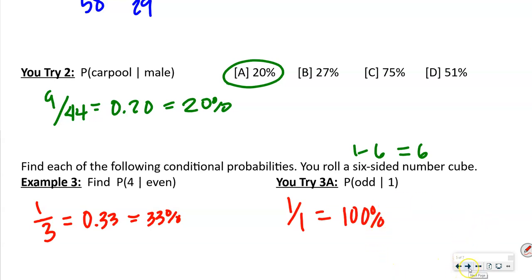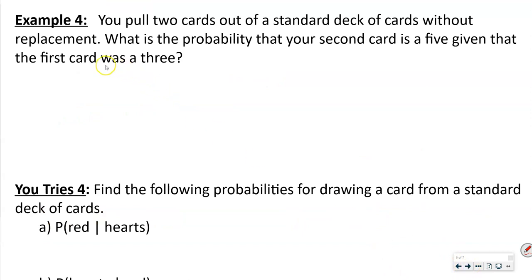Okay? Don't overthink it. All right, so the next one says you pull 2 cards out of a standard deck of cards without replacement. What is the probability that your second card is a 5, given that the first card was a 3? Okay, so we don't replace them. So here's the key. You all see this phrase right here, without replacement? That is really important to what we're doing today.